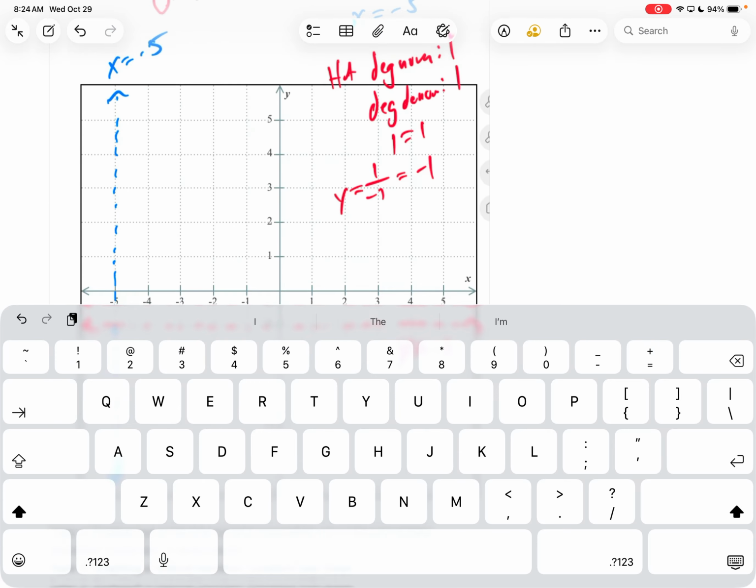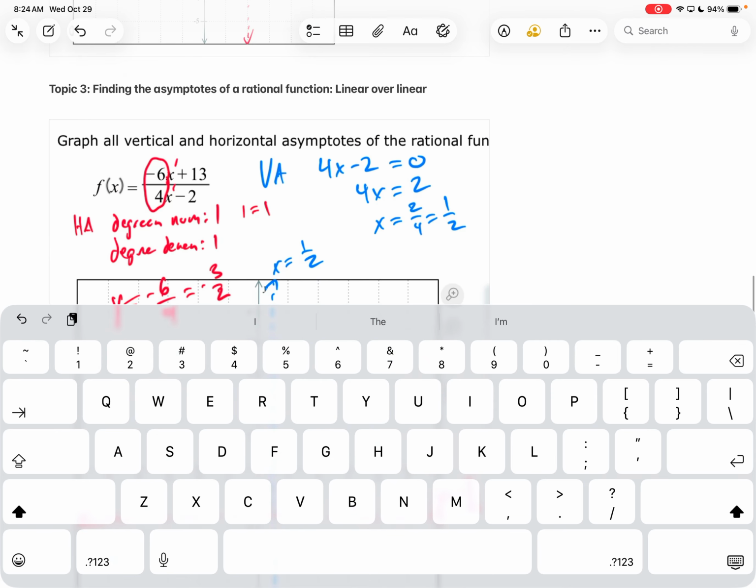Sorry. Let me say that again. The first topic, this linear over linear one, will always be where the degree of the numerator is less than the degree of the denominator. So the answer for the horizontal is going to be y equals 0.